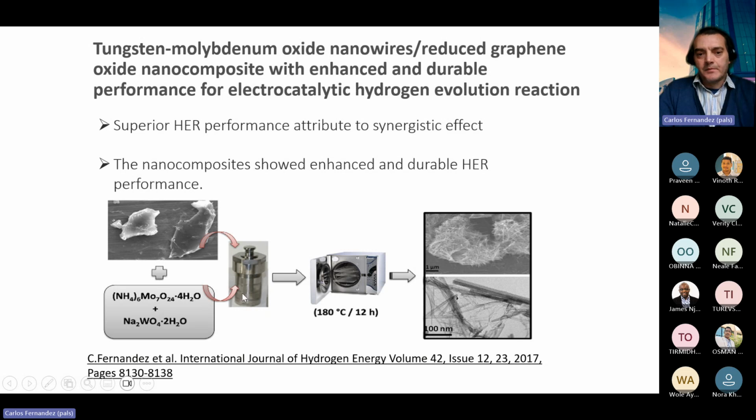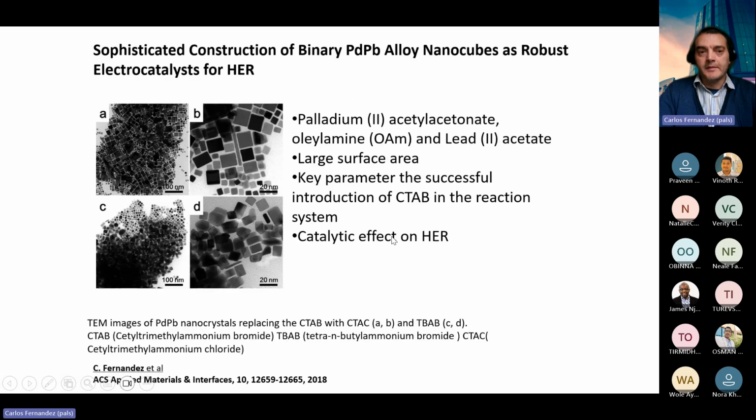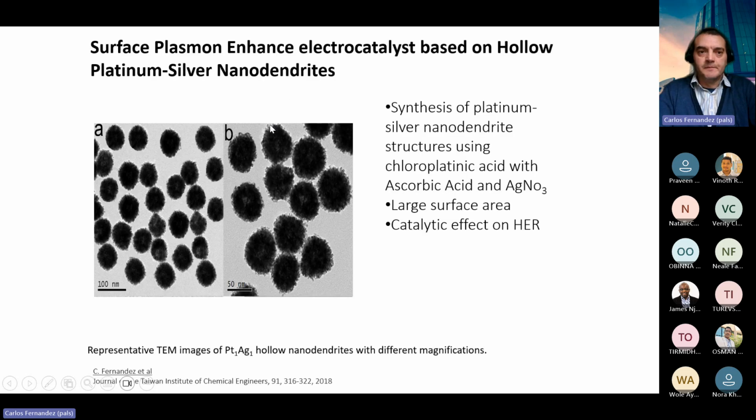We did hydrothermal synthesis, at a certain temperature and pressure, to have the system ready. We also did a sophisticated construction of palladium and lead alloy nanocubes, again as a robust hydrogen evolution reaction system. We used certain chemicals, for example CTAB, cetyltrimethylammonium bromide, tetrabutylammonium bromide, and tetraammonium chloride. That particular system helped to create the nanocubes we were referring to.